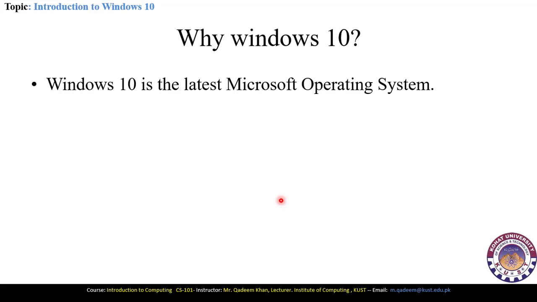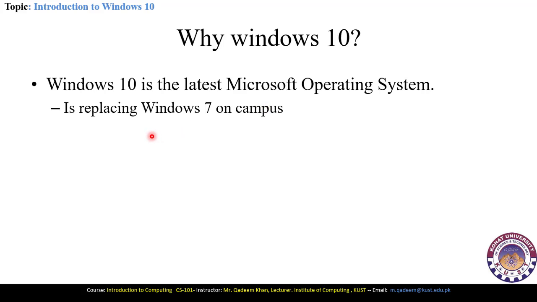Now, why do we want to use Windows 10? First of all, Windows 10 is the latest Microsoft operating system. There are many operating systems of Microsoft, but Windows 10 is the latest one. Before Windows 10, there was Windows 8 and Windows 8.1 Blue. Now, Windows 10 has a lot of useful features as compared to the previous Windows. We will provide you all these features in the upcoming slides.